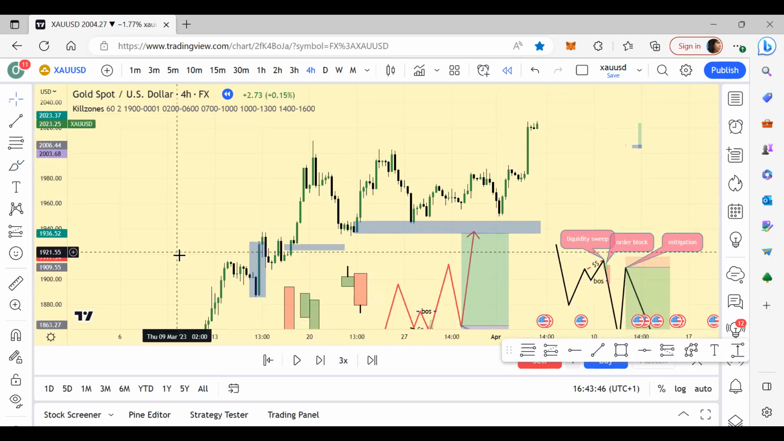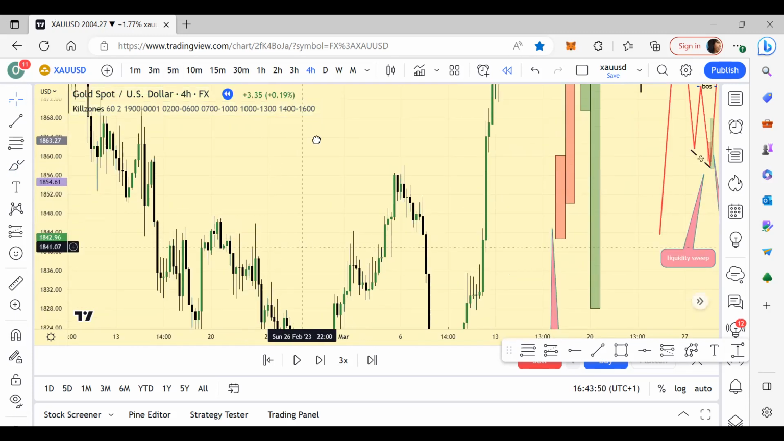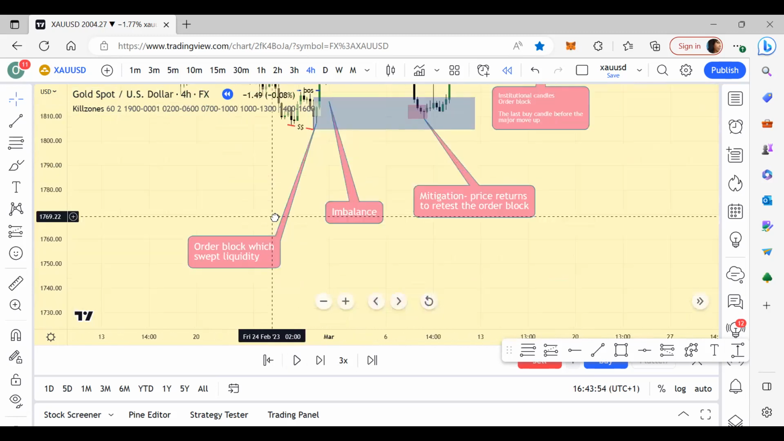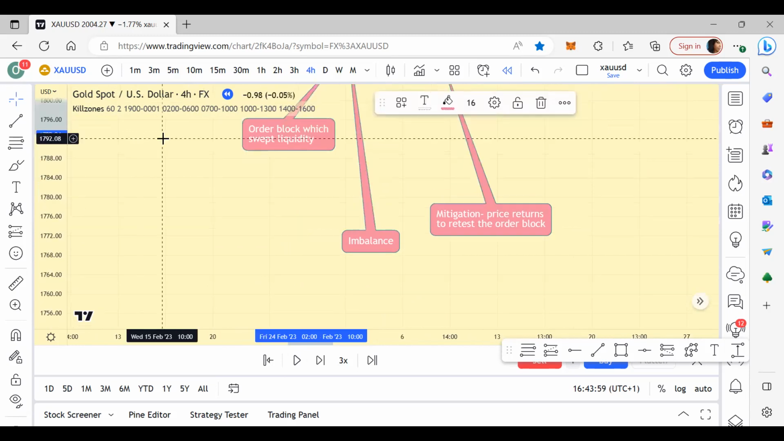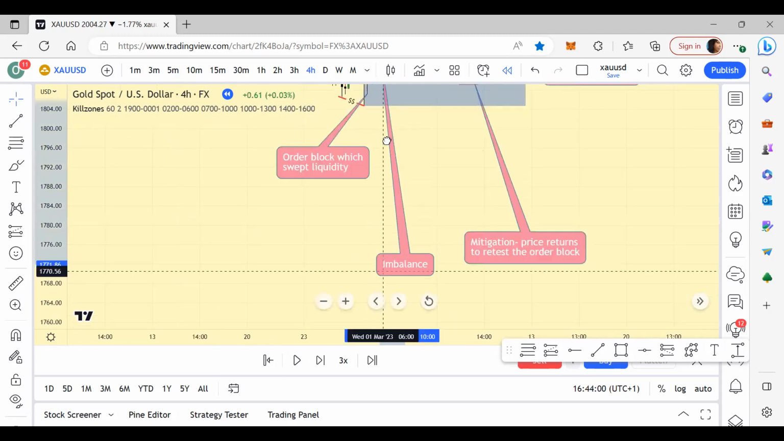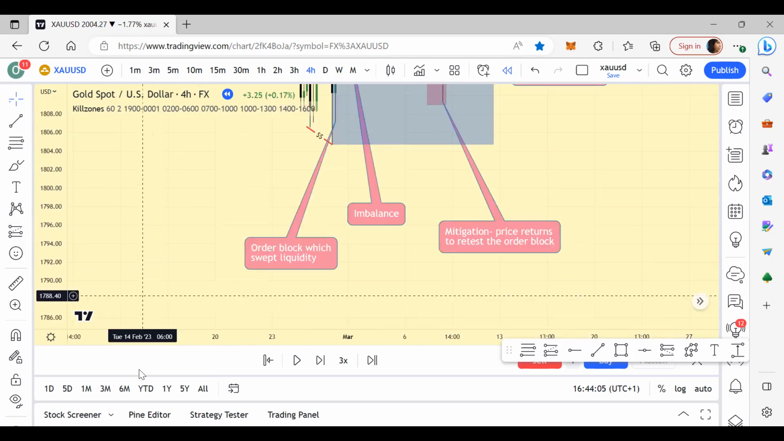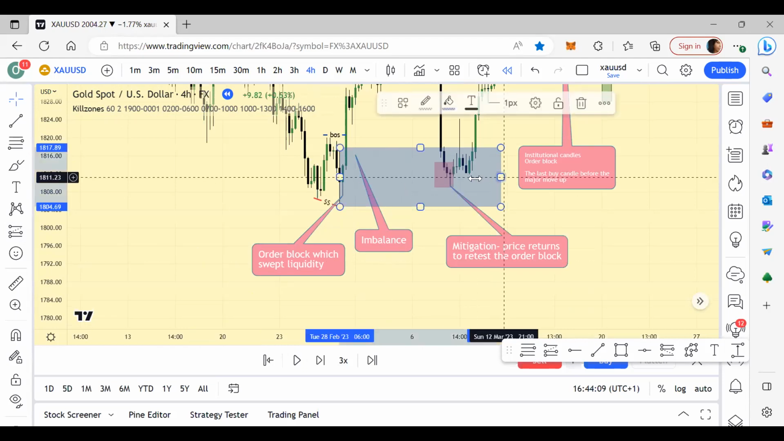So I want you guys to have this picture in your head. This particular picture in your head. This is basically order block imbalance mitigation. If you want to screenshot, feel free to screenshot.